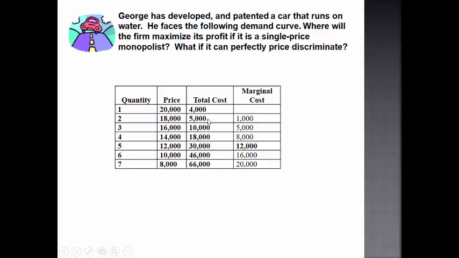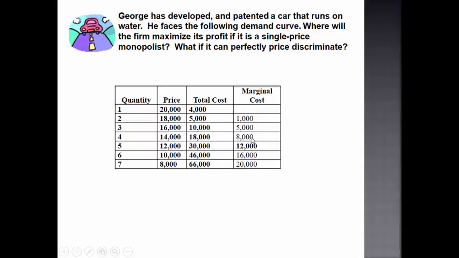To make two cars costs $5,000. The second car only added $1,000 in cost, but George has located somebody who's willing to pay $18,000 for that car. So George ought to sell car number 2 because George will make some profit on car number 2. Car number 3 adds $5,000 in cost. However, George has found somebody who's willing to pay $16,000 for car number 3. So he should sell car number 3 also.